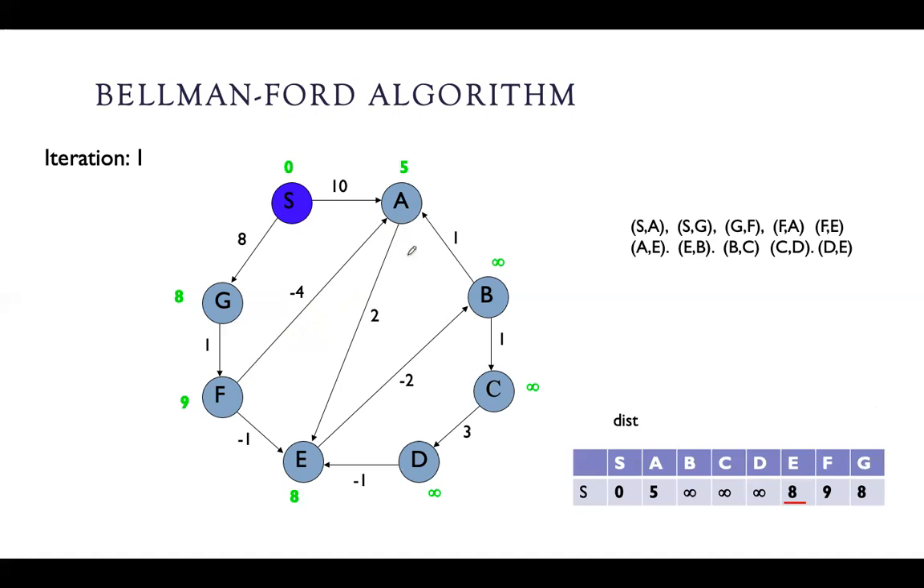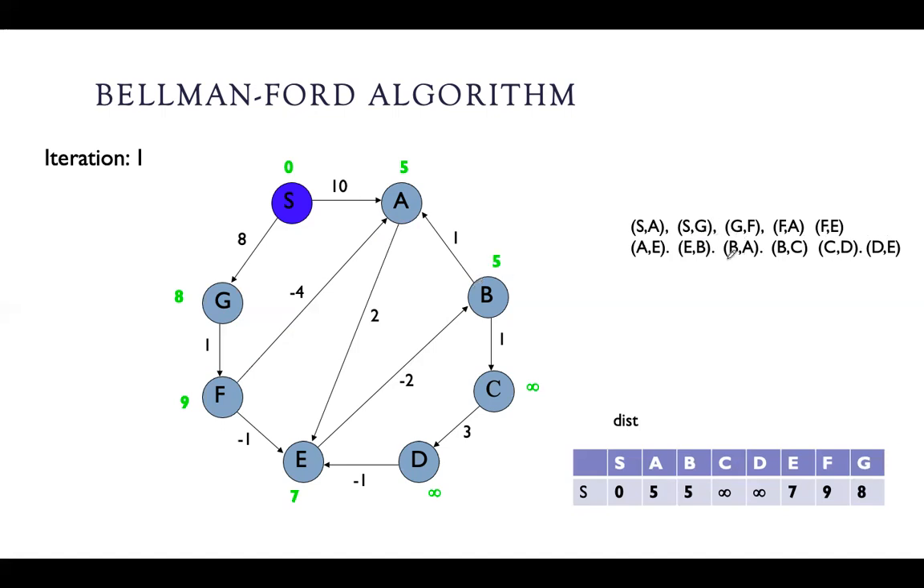Next, one more edge is there, A to E. Its distance will be 5 plus 2 is 7, which is less than 8. So change that to 7. Okay, next edge E to B. Distance of B is infinite. So calculate distance of 7 minus 2 is 5. So distance of B will be 5.